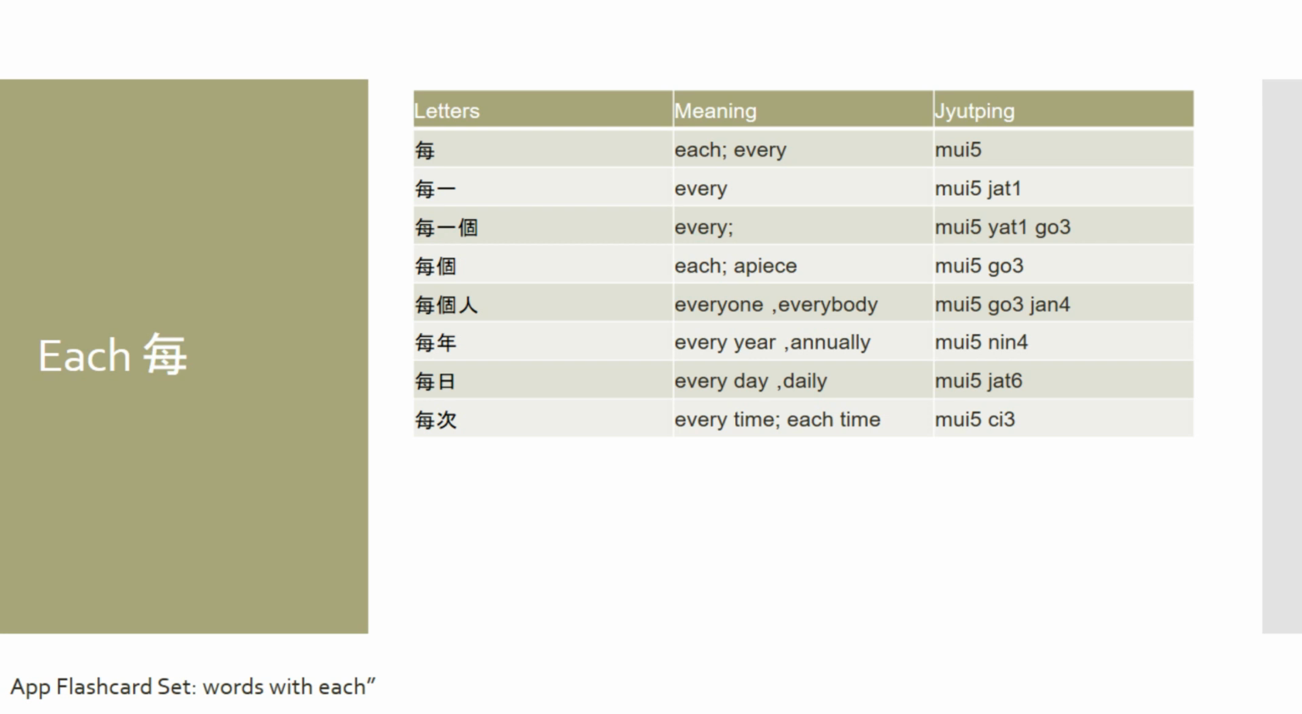Now, if you want to say every year or annually in Cantonese, then it will be moi lin. If you want to say every day or daily in Cantonese, then it would be moi yat. And lastly, if you want to say every time in Cantonese, then it would be moi chi. Now, if you wish to review these words in our Android app, please look at the flashcard set named Words with Each.